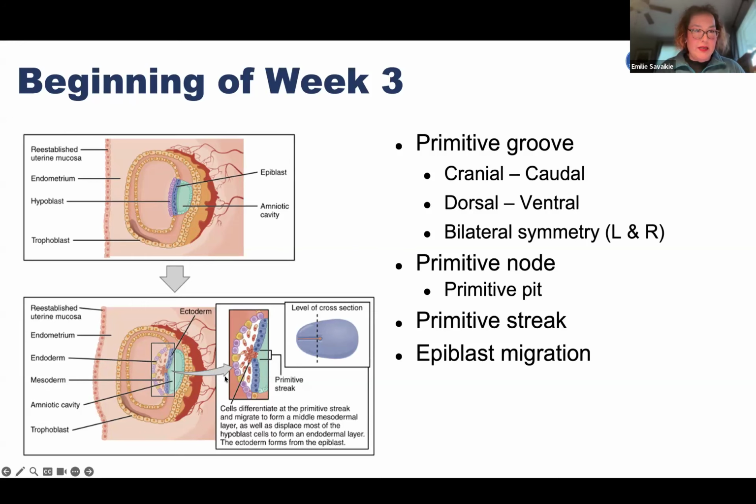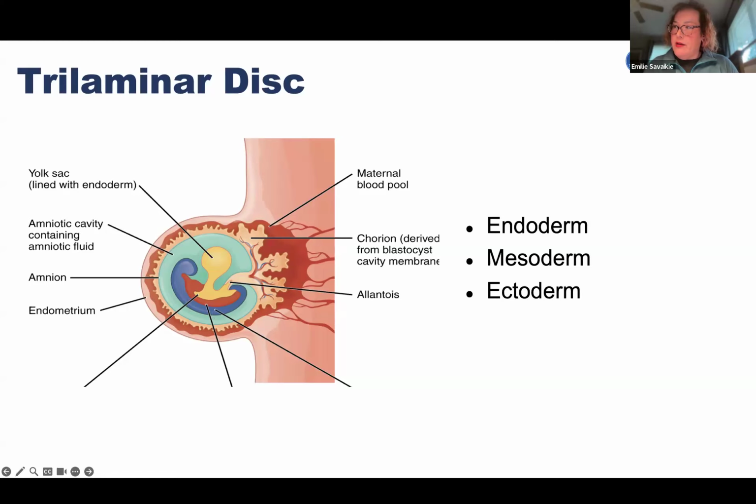And you have these epiblast cells that will migrate and will start forming a trilaminar disc. So you're going to have 3 layers of cells. So you start with your endoderm, your mesoderm, and your ectoderm, forming these layers of your trilaminar disc. And that should complete within week 3.